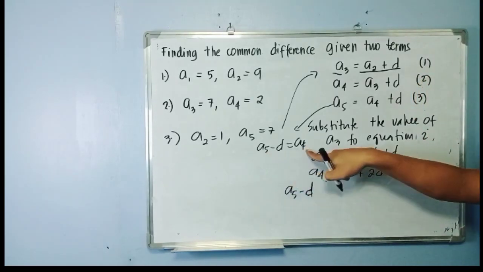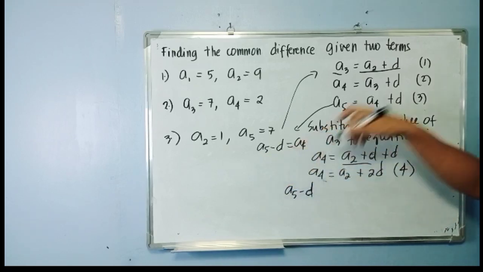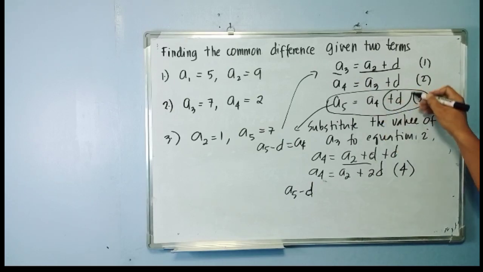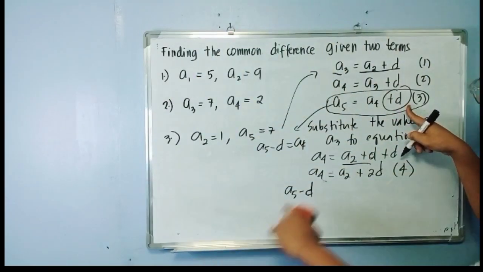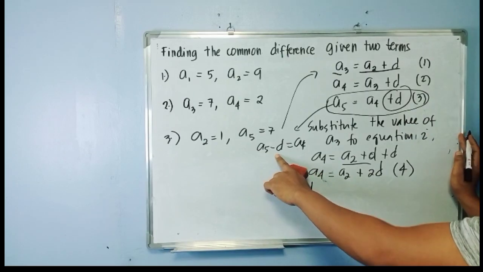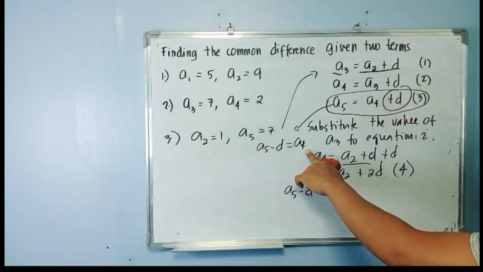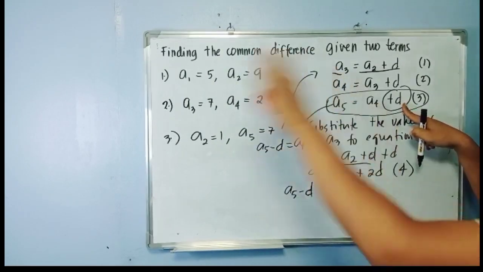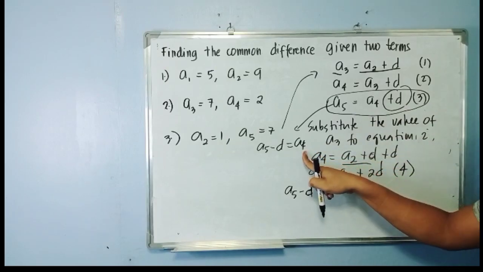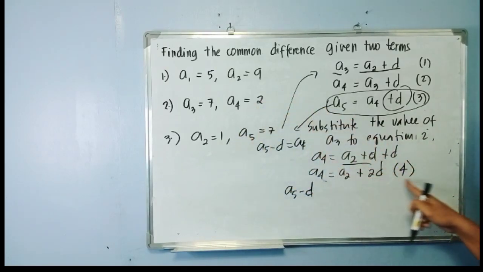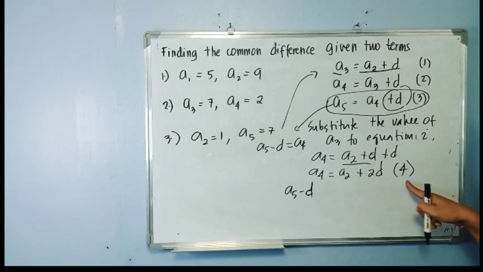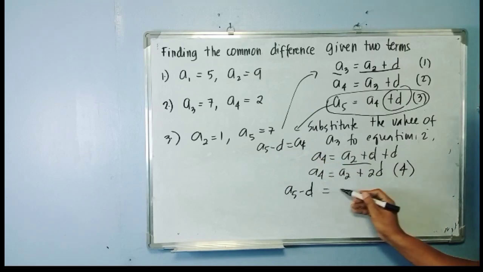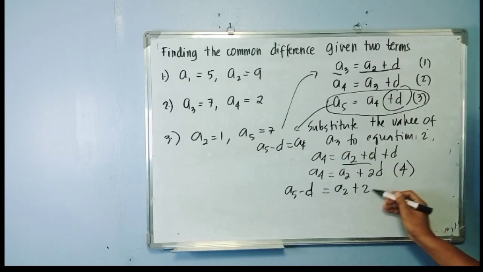Again, we obtain a sub 4 equals a sub 5 minus d from equation number 3. We solve for a sub 4. We transpose d to the left side, it becomes negative d. So a sub 4 will be left on the right side, and on the left side will be a sub 5 minus d because we transpose d to the left side. And this a sub 4, you are going to substitute into our equation number 4. So this will become a sub 5 minus d equals a sub 2 plus 2d.